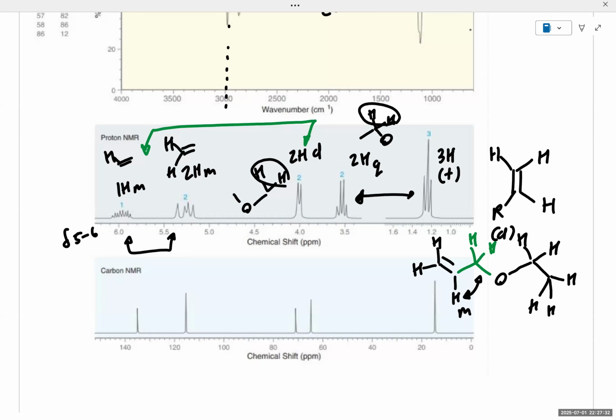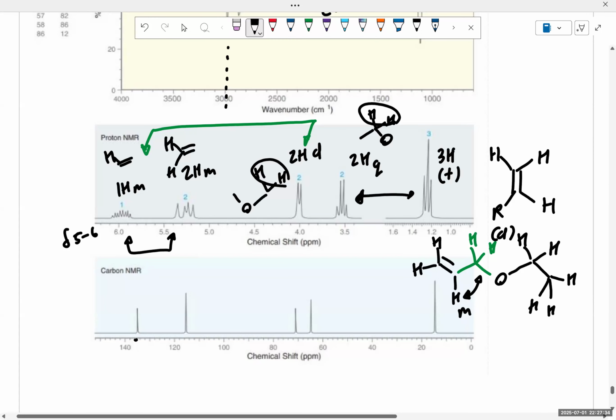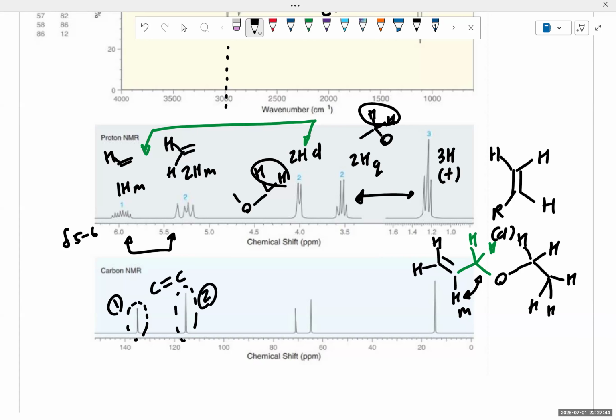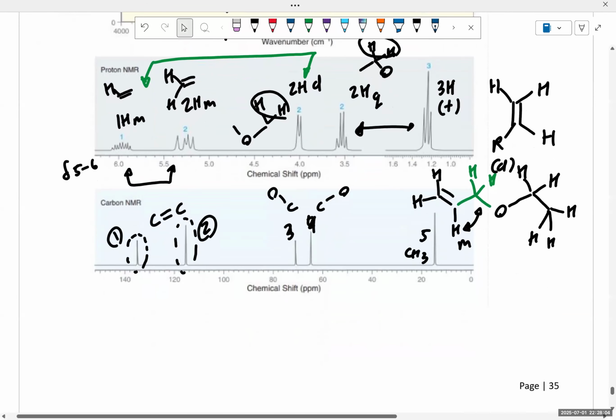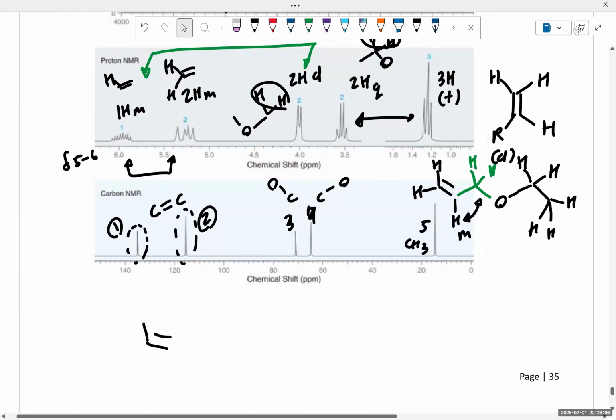Okay, let's check the carbon NMR spectra. The carbon NMR spectra supports the evidence that we have 1, 2 alkene carbons. We also have 1, 2 carbons attached to an oxygen atom. And our fifth carbon is just a CH3 group carbon. So here we have 1, 2, 3, 4, 5 atoms. So that gives us a final assigned structure that looks like so.